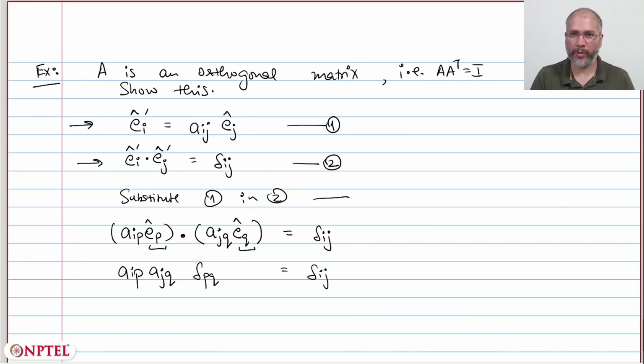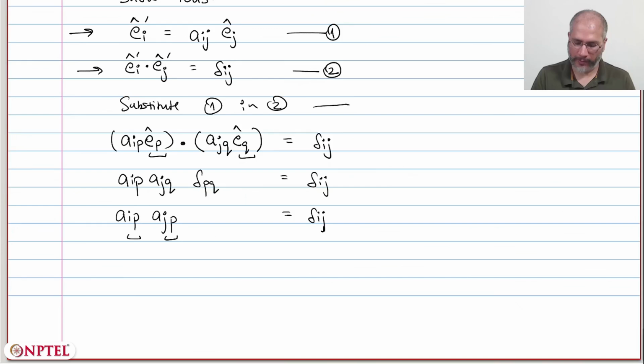Now we'll apply the substitution property of delta. So this becomes A_iP A_jP equals delta_ij. On the left hand side, I can see that the index P is repeated. So I'll write this in a slightly different form as A_iP times the (P, j)th component of A transpose. That's completely allowed because that's the definition of transpose.